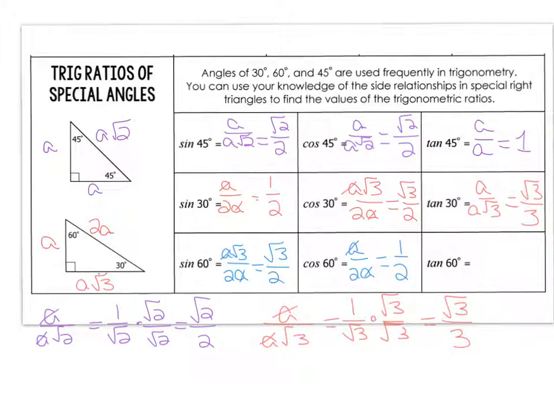And then the tangent of 60 degrees is the opposite, that's A root 3, over the adjacent, which is A. Those cancel, and I get the square root of 3. Okay? So these are values you need to become familiar with. We'll work a lot with them so that you see them and become familiar with them. If you can memorize them, that's good. If you have to think through them, that's okay too.